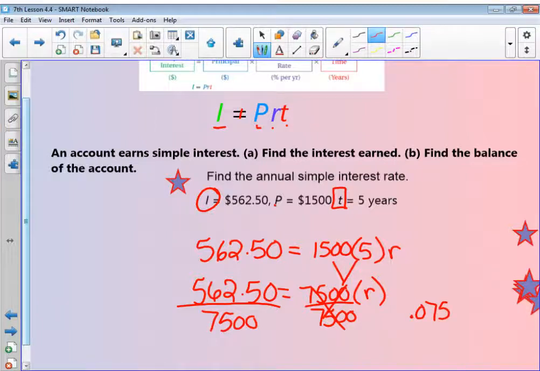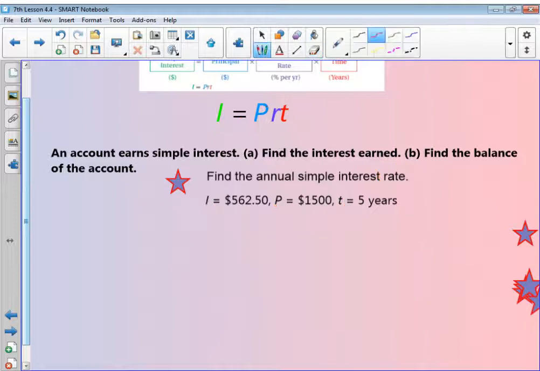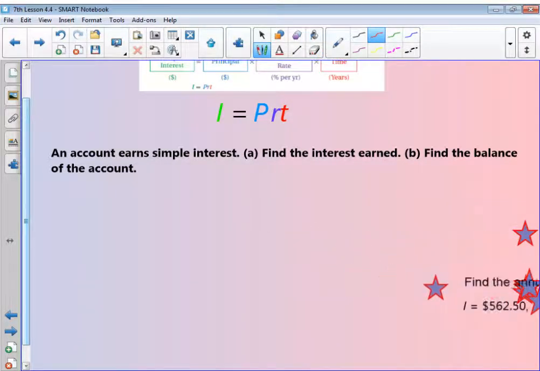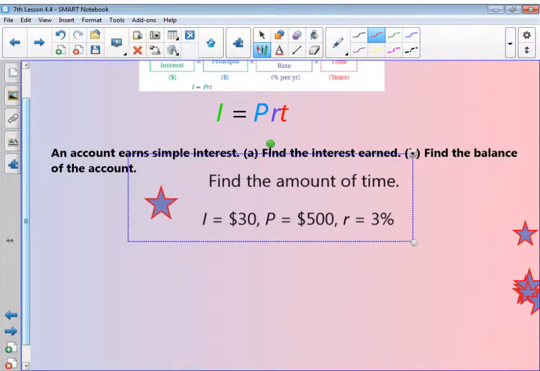Now remember, it's asking for the rate. That's a percent. So we're going to go 2 places, and we find out that it's 7.5%. Okay. So that's working here. We went ahead and we solved for the rate. Remember, rate is a percent, so you're going to have to realize that when you give your final answer, you need to give it in its percent form, not leave it as a decimal. Okay, so sometimes they're going to go ahead and give us everything and ask us to find the amount of time. Same steps as what we previously did. It's just this time they're going to give us the R and not the T.